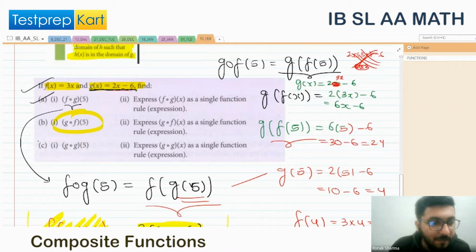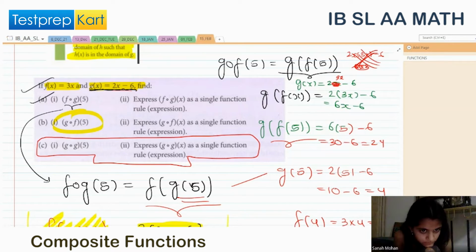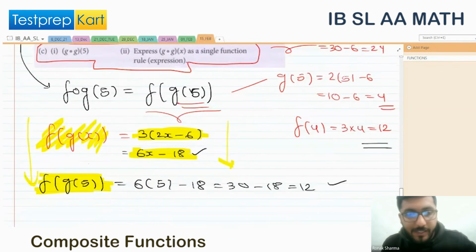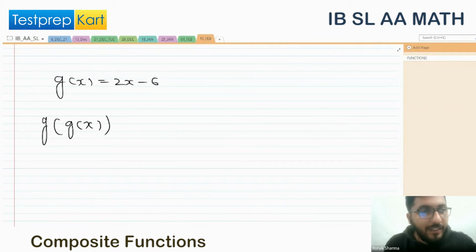On the basis of the same thing, you try the C question. See, in C they're asking g of g. That means you have to give g of x function as an input to itself. Getting the point? How are we going to do that? In the same manner, g of x is 2x minus 6. So what will be g of g of x? In place of x, you need to put g of x, where you have x here. So you put 2x minus 6 in place of that.